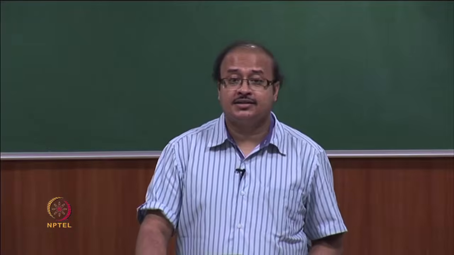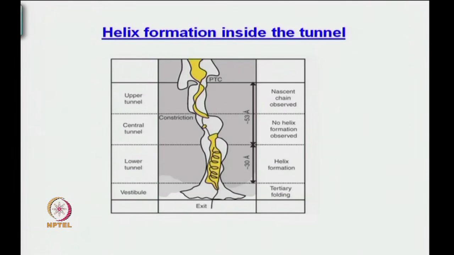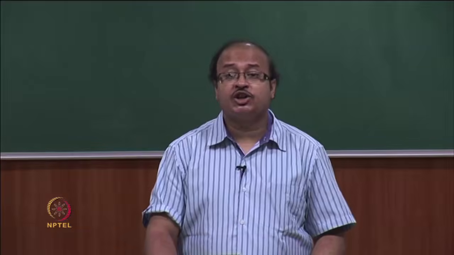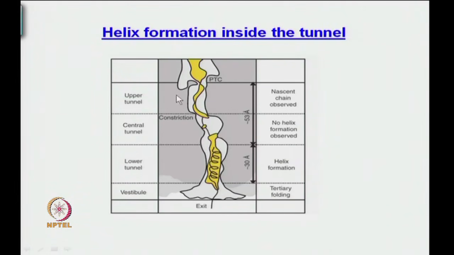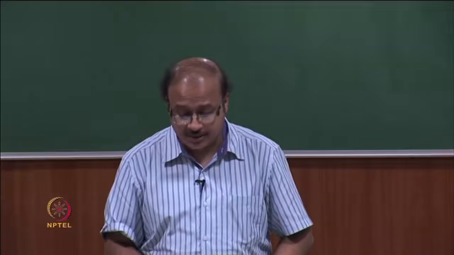And to end this discussion for today, this is a picture of helix formation inside the tunnel. What you can see is, again, this is the peptidyl transferase center. The nascent chain is slowly elongating, right. This is the upper part of the tunnel, this is the central part of the tunnel, and you can see this constriction out here. This is the lower part of the tunnel, and this is the vestibule, in the sense that this is the exit point where it is the broadest, where the nascent chain comes out.